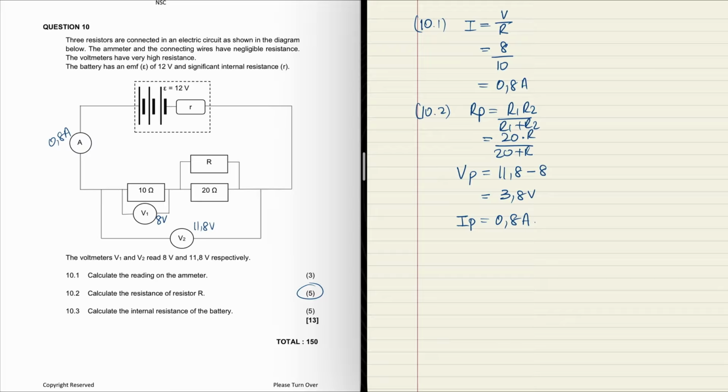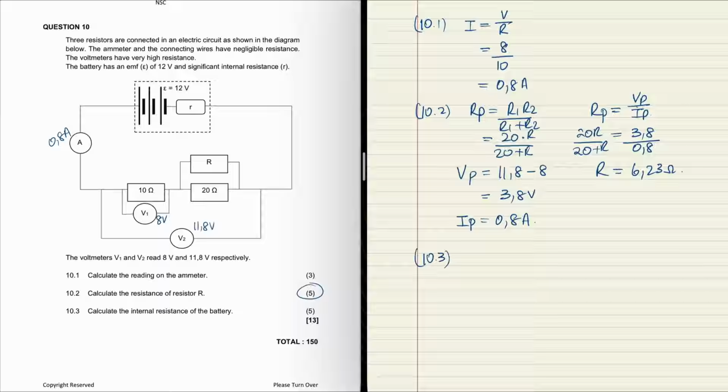And so we can use the Ohm's law formula to calculate R. We can simply say that RP is equal to VP divided by IP. So the voltage in parallel is 3.8, the current in parallel is 0.8, and that's equal to RP, which is 20R divided by 20 plus R. Now you can use your calculator's shift solve function and solve for R. So R is going to equal 6.23 ohms.